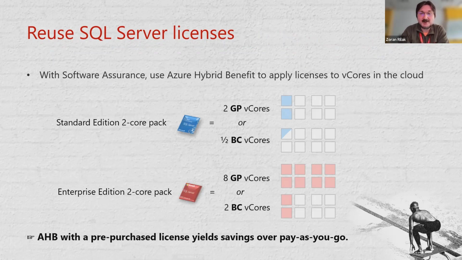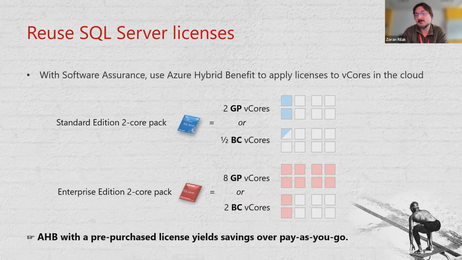Yes, SQL managed instance does offer a pay-as-you-go model, but if you have an active SQL Server license with software assurance, you can actually use a feature of software assurance called Azure Hybrid Benefit to apply this license to the vCores in the cloud, to Azure SQL MI. And the math goes like this. One core of a standard edition license will translate to one core in the general purpose tier. One core in the enterprise edition SQL license will translate to one core in the business critical MI tier.